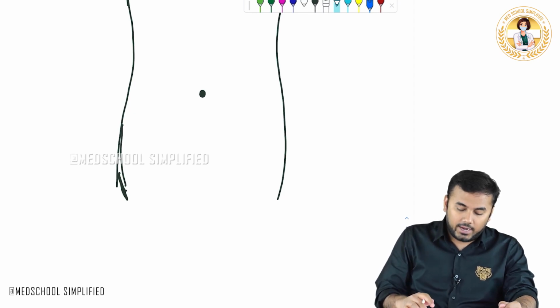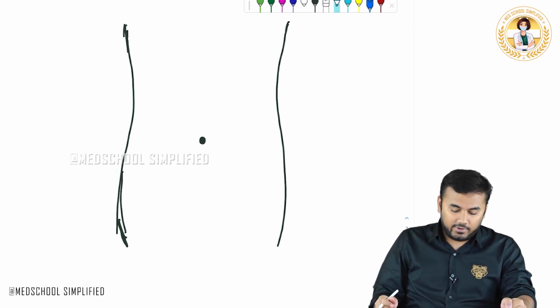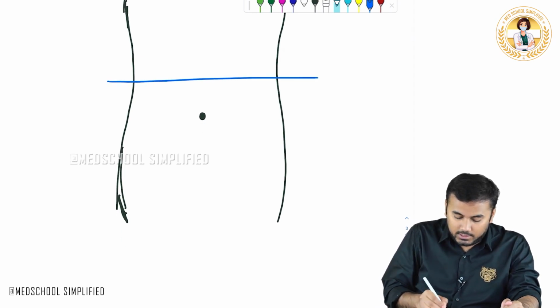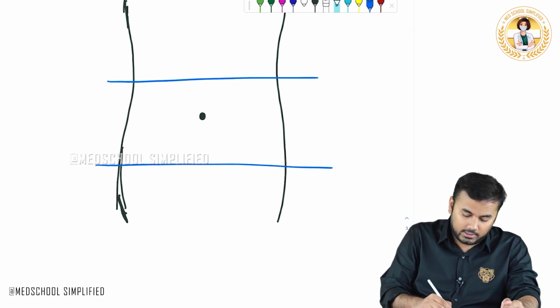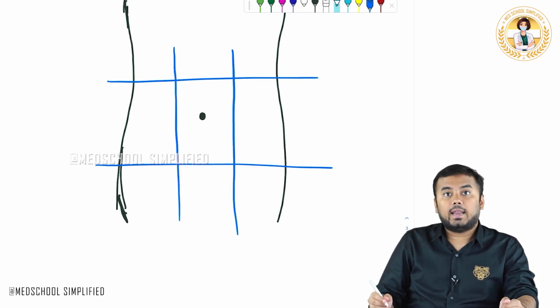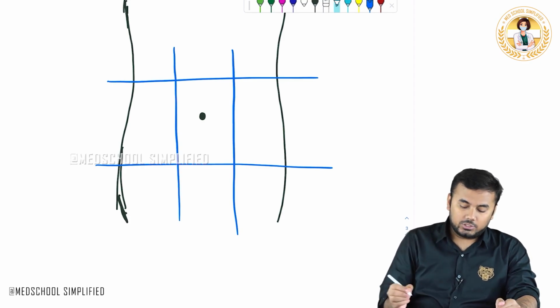Now if I divide this abdomen into regions, all of you look here. For example, these are the regions. How am I dividing the abdomen? How many regions are there now? There are completely 9 regions, right? Now in these 9 regions, what are the names?